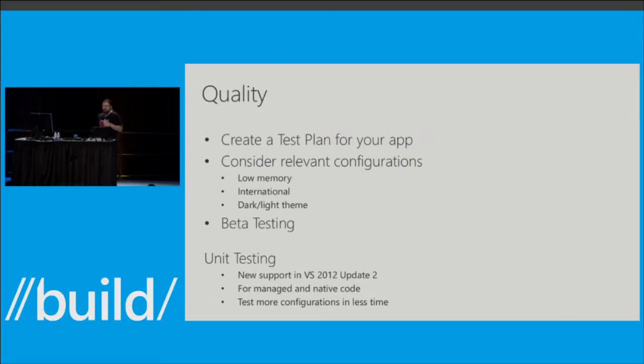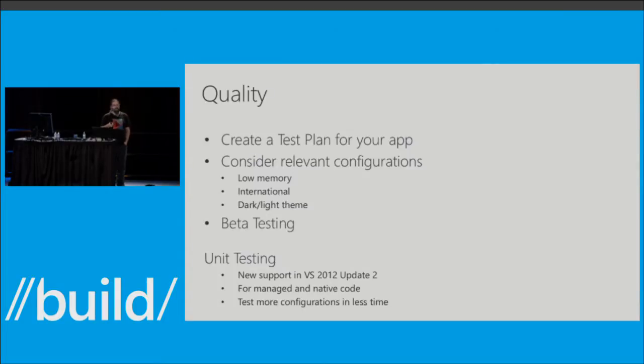So now I want to move on to quality. How can you find all your bugs before submitting your app to the store? Short answer is create a test plan. We've actually published a kind of generic app test plan on the Windows Phone developer blog a couple of weeks ago. It's a 3-part blog post. If you haven't seen it, check it out. Has a lot of good information. You can use it as a starting point for your own test plan and adjust it accordingly.